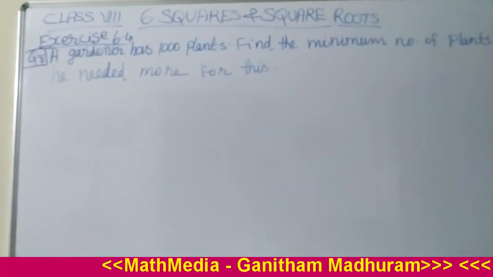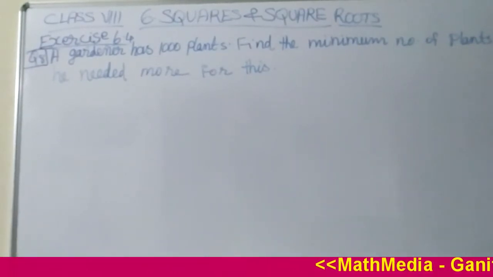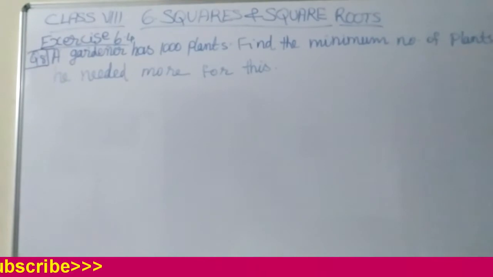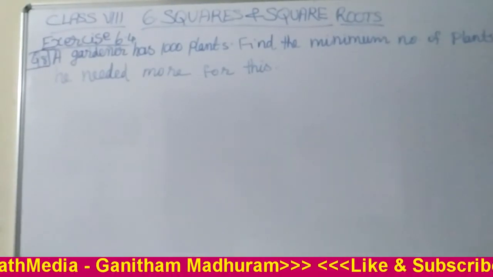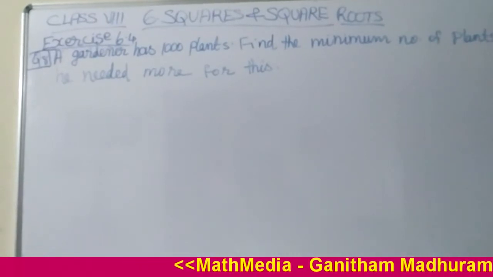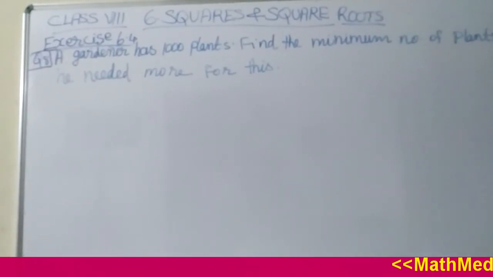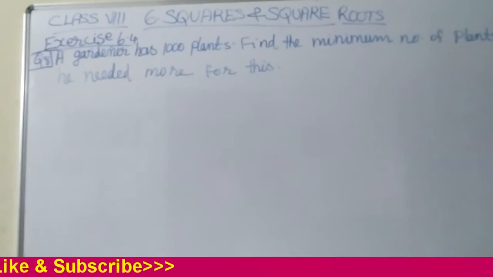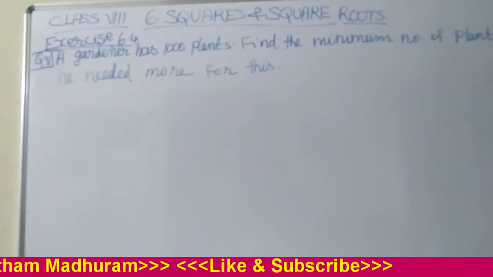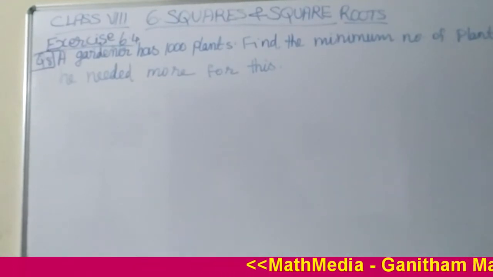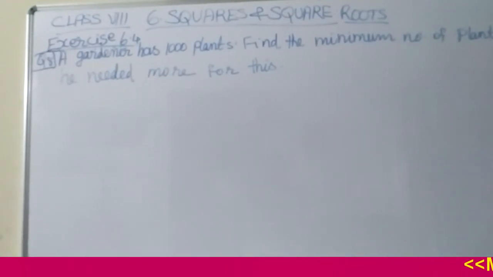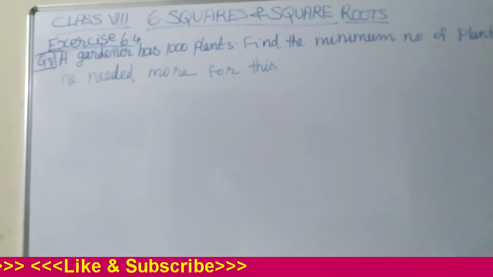Next is exercise 6.4, question number 8. A gardener has 1,000 plants. He wants to plant these in such a way that the number of rows and the number of columns remain the same. Find the minimum number of plants he needs more for this. So let's solve the sum.